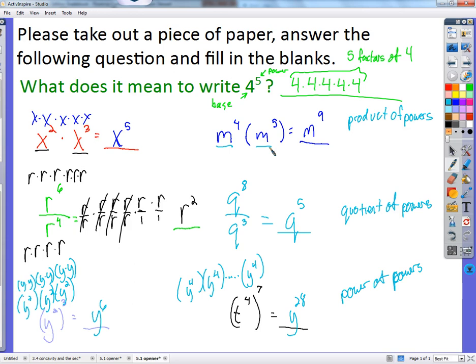Try not to get tripped up, though. Don't mistakenly multiply these together. Don't mistakenly add these together. If in doubt, write it out the long way and see how many factors you have. Remind yourself, oh, that's right, I would multiply 4 times 7 because there's 7 groups of 4 factors of y.